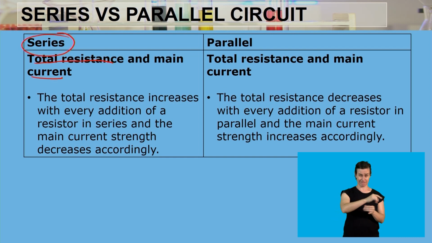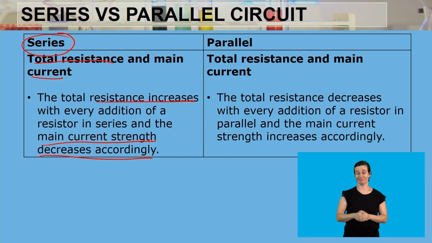The total resistance and the main current. So now in series, looking at the resistance and the current, the total resistance increases with every addition of a resistor in series. So the more resistors we add in series, the resistance of the circuit is going to increase. Therefore, the main current strength will decrease accordingly. Because we are adding resistance in the circuit, the entire circuit is going to increase in resistance and therefore decrease in current strength, because of the relationship between the resistance and the current: when one increases, the other is going to decrease.